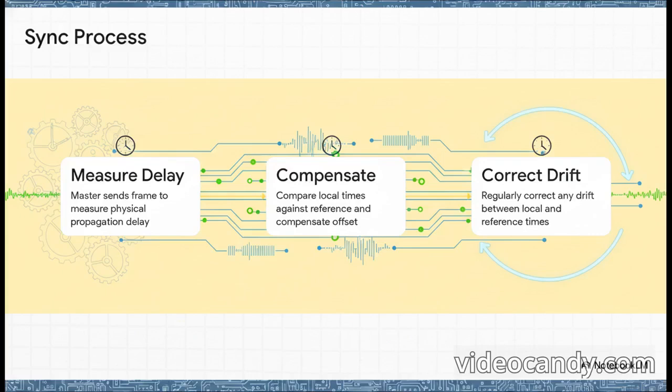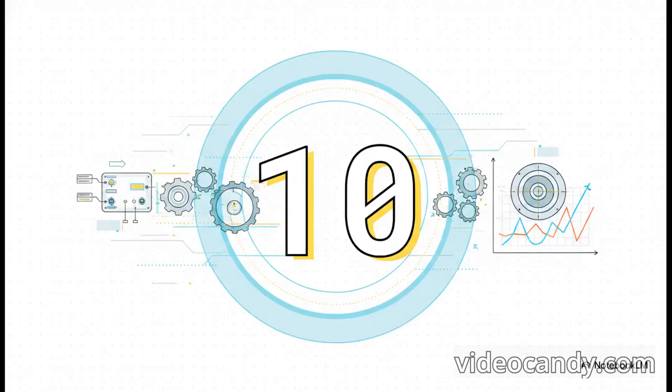Second, it compares the local times against the reference clock and compensates for the offset. Finally, it regularly corrects any drift between the local system times and the reference clock, and doing this entirely eliminates communication jitter. And what's the result of that three-step process? A staggering 10 nanosecond resolution. 10 nanoseconds. EtherCAT can link local time to measured values with up to 10 nanoseconds of precision.